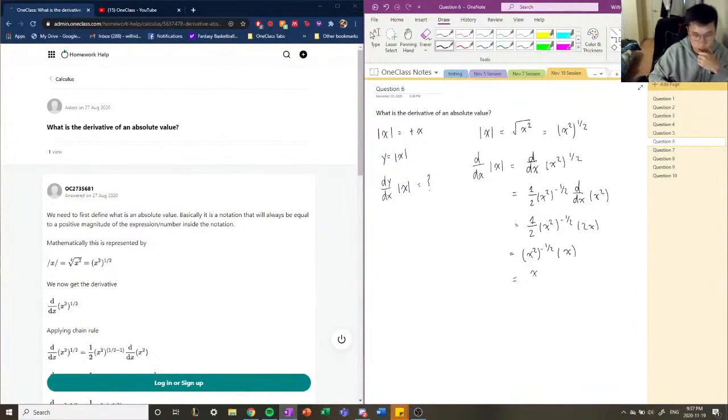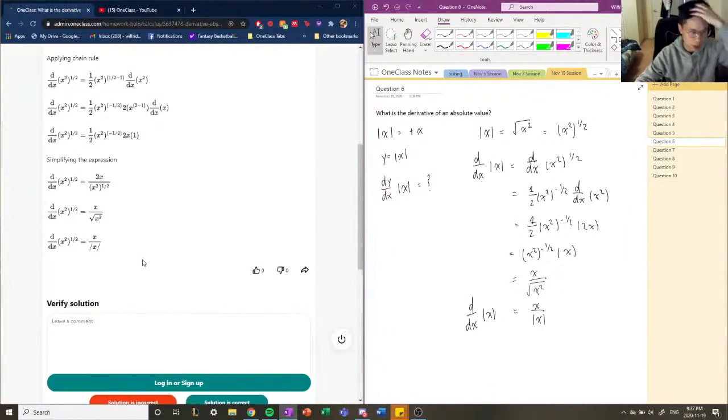So this can alternatively be rewritten as this. And this is just the absolute value, according to our definition, so we can replace that with the absolute value. Now we have found our derivative of the absolute value, which is just x over the absolute value of x. So that's the derivative of an absolute value.